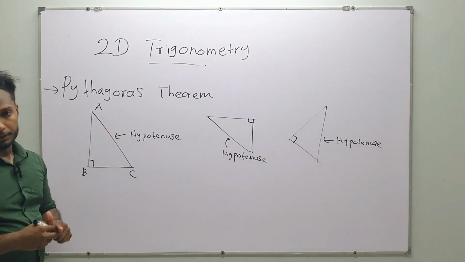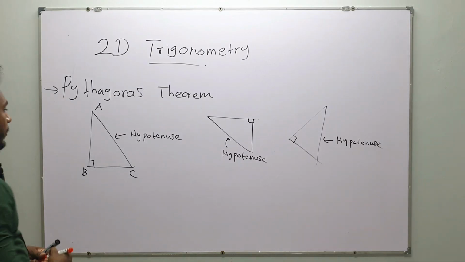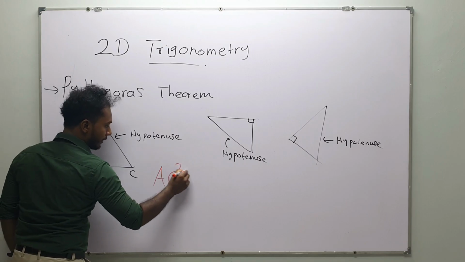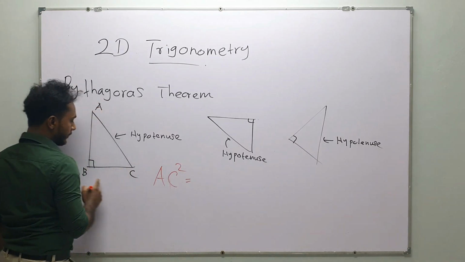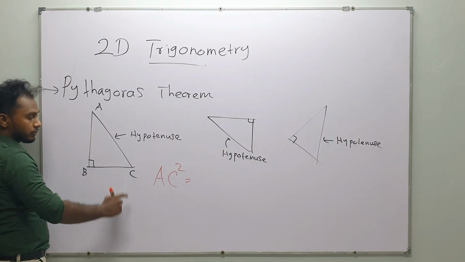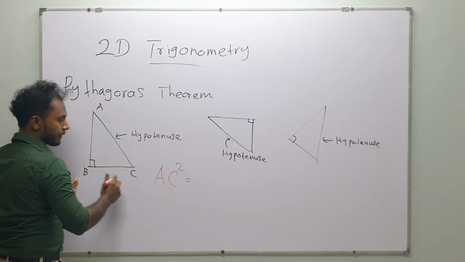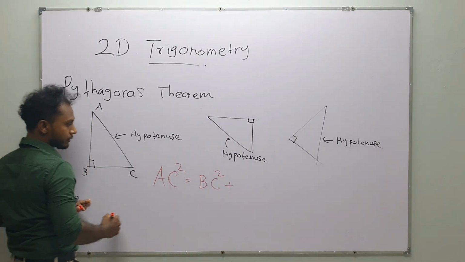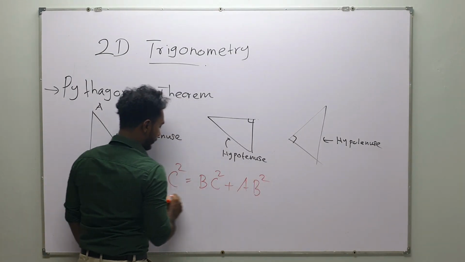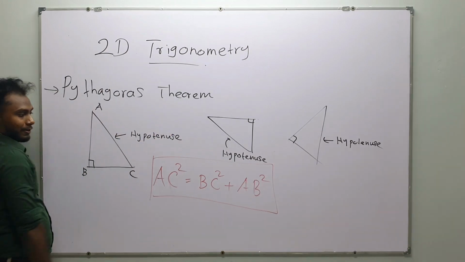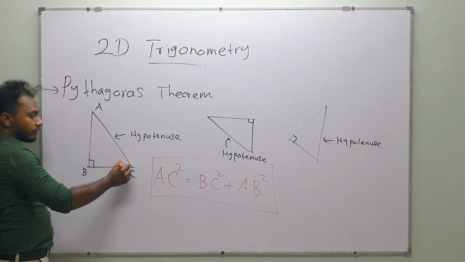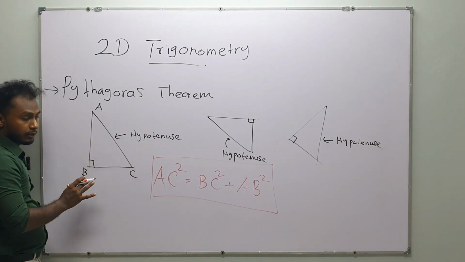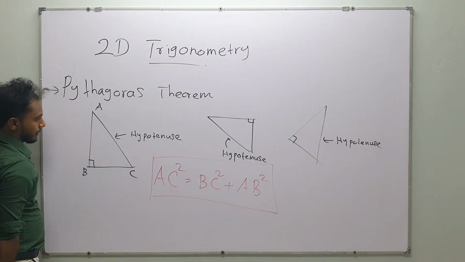The Pythagoras theorem is that the square of the side length AC is equal to the sum of the squares of the other two sides. Sum of the squares, that means BC squared plus the other side, AB squared. So this is simply the Pythagoras theorem, nothing else. That means the square of the longest side, the hypotenuse, is equal to the sum of the squares of the other two sides. That is the Pythagoras theorem, right?